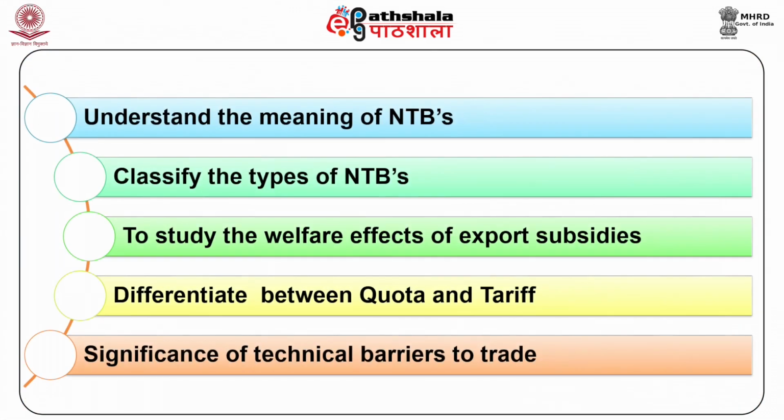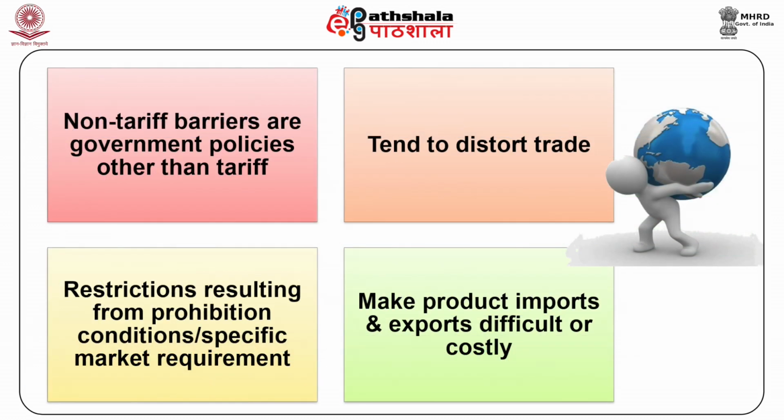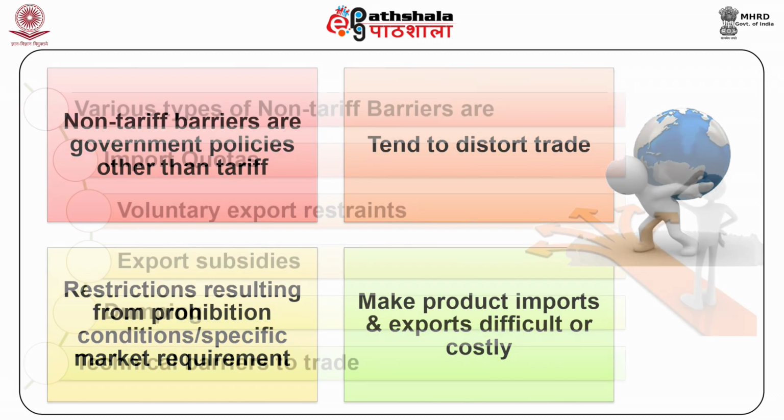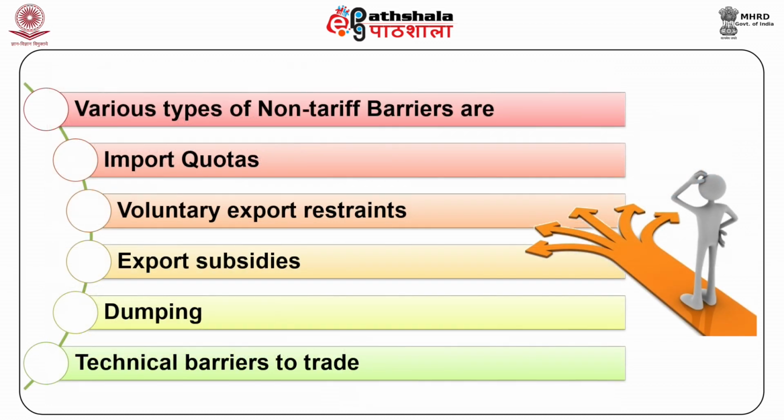After studying this module, you shall be able to understand the meaning of NTBs, classify the types of NTBs, study the welfare effects of export subsidies, differentiate between quota and tariff, and understand the significance of technical barriers to trade. We are going to start our discussion with non-tariff barriers. Non-tariff barriers are the government policies other than tariff that tend to distort trade. These refer to the restrictions resulting from prohibition conditions or specific market requirement that make product imports and exports difficult or costly. Now, let us discuss types of non-tariff barriers.